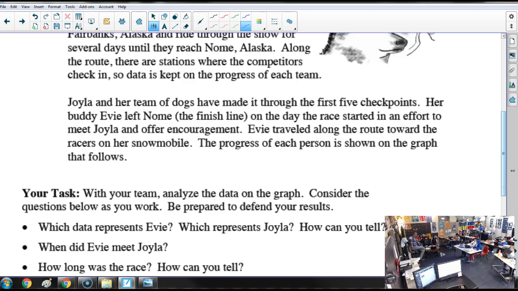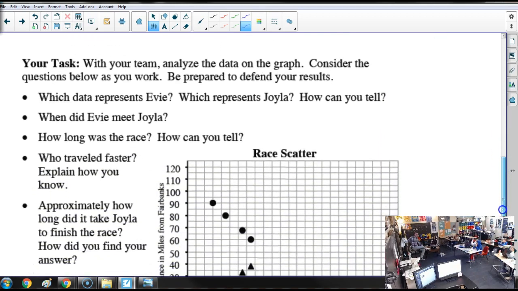So Evie left Nome on the day the race started in an effort to meet Jola and offer encouragement. Evie traveled along the route towards the racers on her snowmobile, right? So the Iditarod track is circular. It comes back around. They're going opposite directions, right? One person on a dog sled, another person on a snowmobile. Okay? With me? It's like somebody driving the wrong way during a race car race, right?